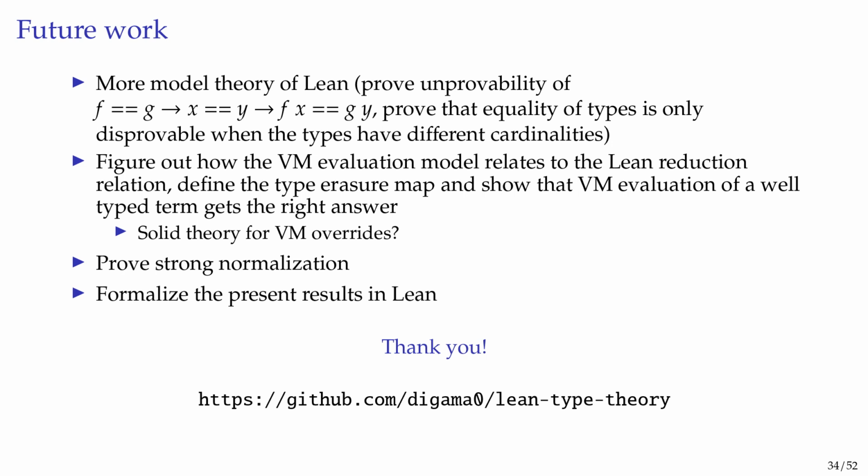Possible future work includes more model theory of Lean, for instance, proving unprovability of this double equals, the heterogeneous equality, or figuring out how the VM evaluation model relates to the Lean reduction relation. Maybe we can prove strong normalization, and maybe we can formalize the present results here in Lean.